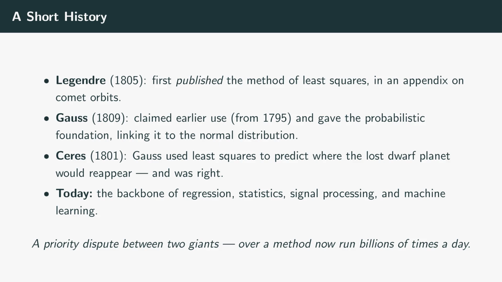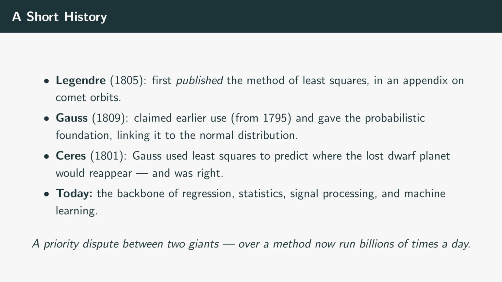A bit of history, and it's a good one. In 1805, Adrien Marie Legendre published the method of least squares in an appendix to a paper on comet orbits, the first time it appeared in print. 4 years later, Carl Friedrich Gauss published his own treatment and claimed he had been using the method since 1795, a full decade earlier. That sparked one of the most famous priority disputes in the history of mathematics.